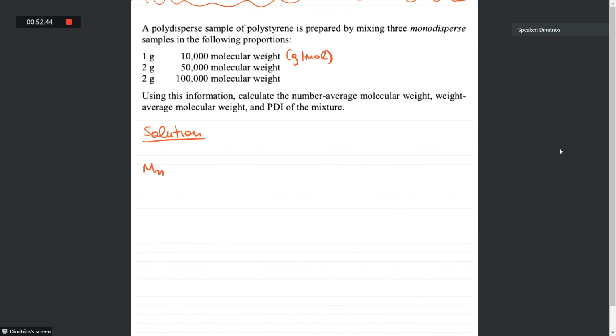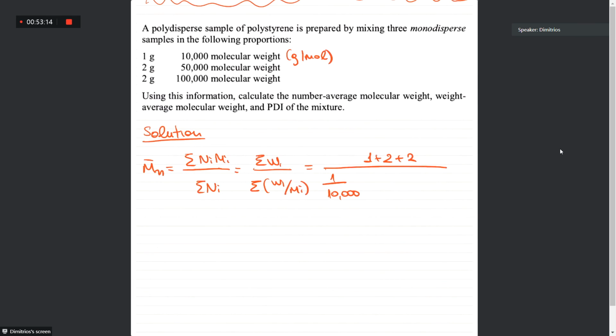For the number average molar mass, we have this equation: sigma Ni Mi over sigma Ni. But this also equals sigma Wi over sigma Wi over Mi. So in this case, we have 1 plus 2 plus 2 over 1 over 10,000 plus 2 over 50,000 plus 2 over 100,000. That equals 31,250 grams per mole.